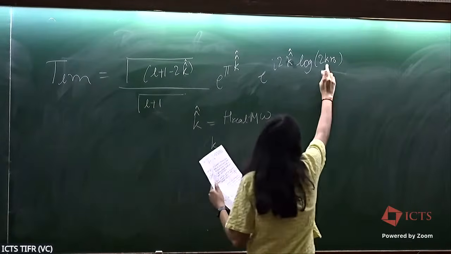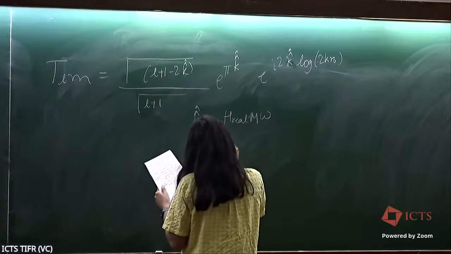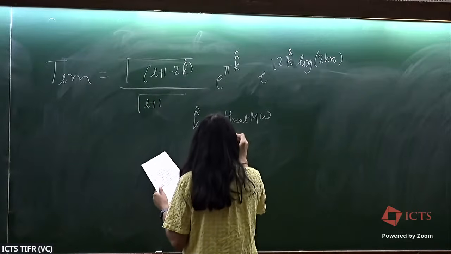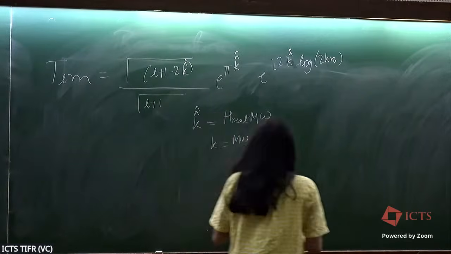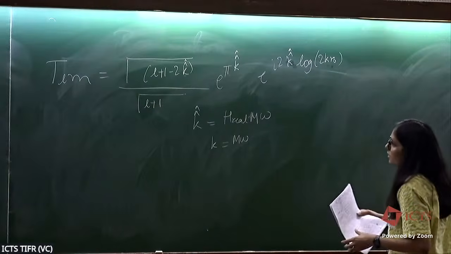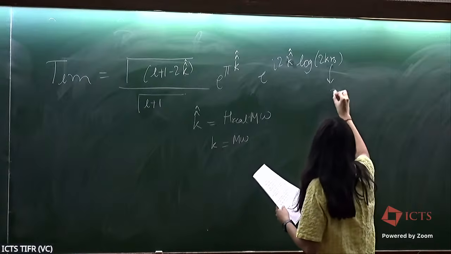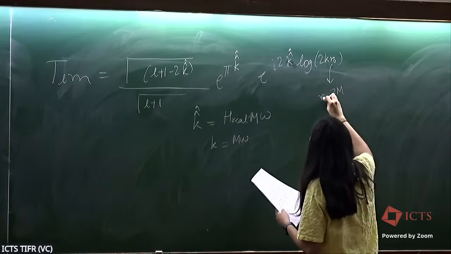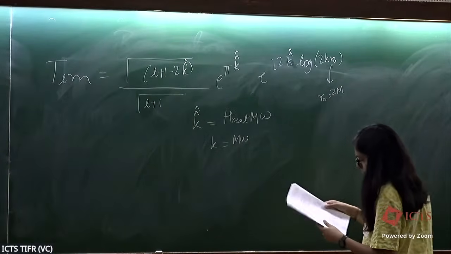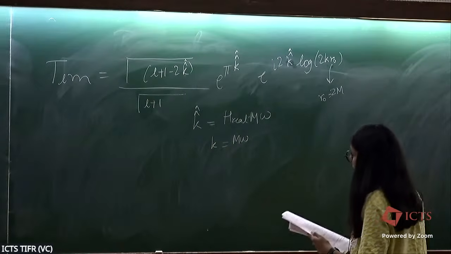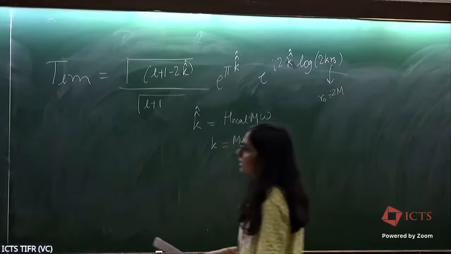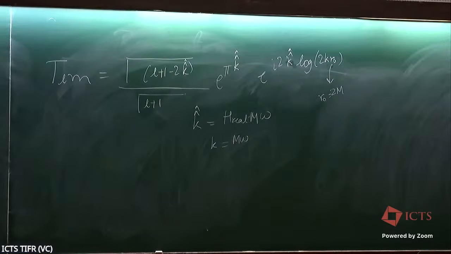And this K without a hat is nothing but M of omega. And this R0 is the scale in the system. And for the cases we are considering, it's nothing but just 2m. So that's the key thing about the second factor, which is resumming of the tail contribution. One thing to note is we are only resumming the leading order contribution, leading logarithm.